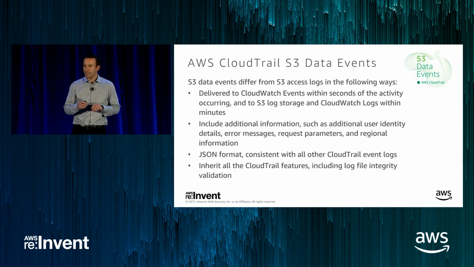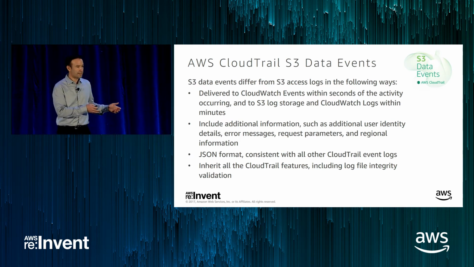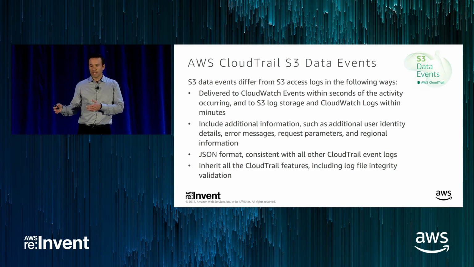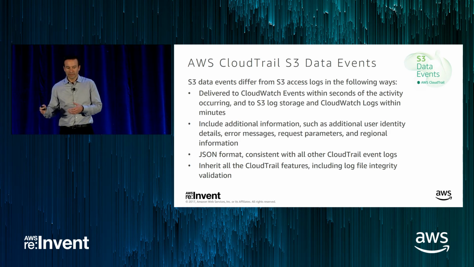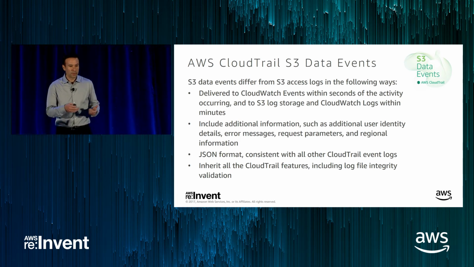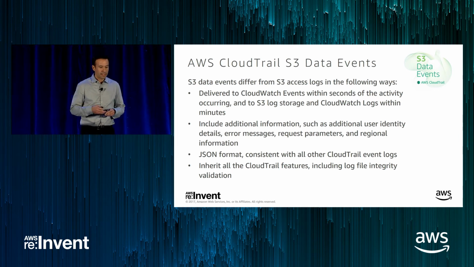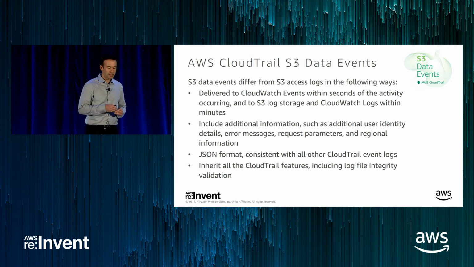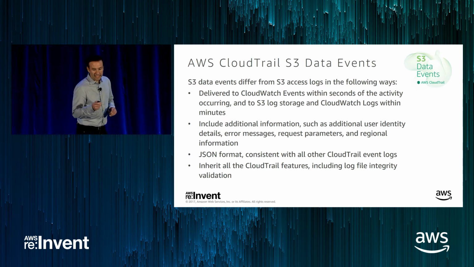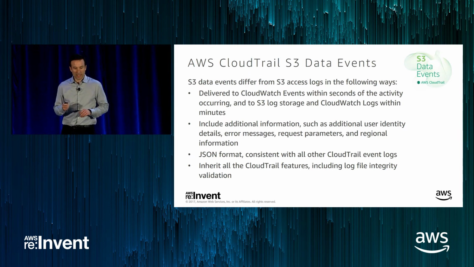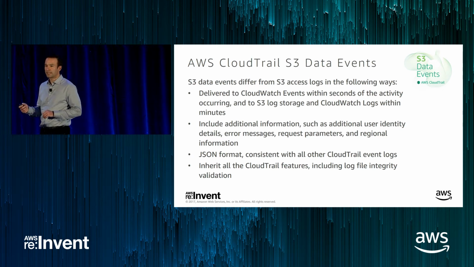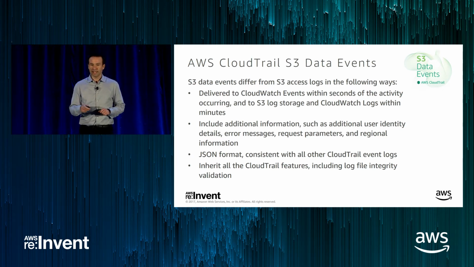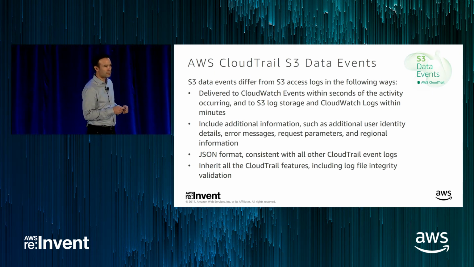I hear some questions every now and then about, well, S3 has access logs, and now we've got CloudTrail S3 data events. What's the difference? And how do I know when to use one and when to use the other? So here are some differences that I thought would be worthwhile to point out. S3 data events are delivered to CloudWatch events within seconds of the activity occurring. So if I have an object whose ACL has changed, I'll know about that within CloudWatch events within 1 to 2 seconds.